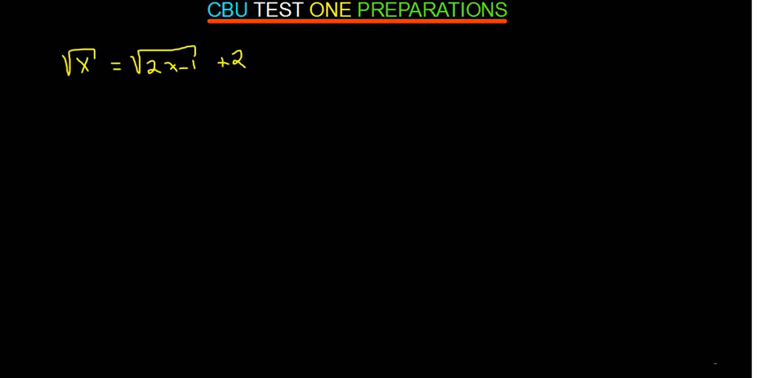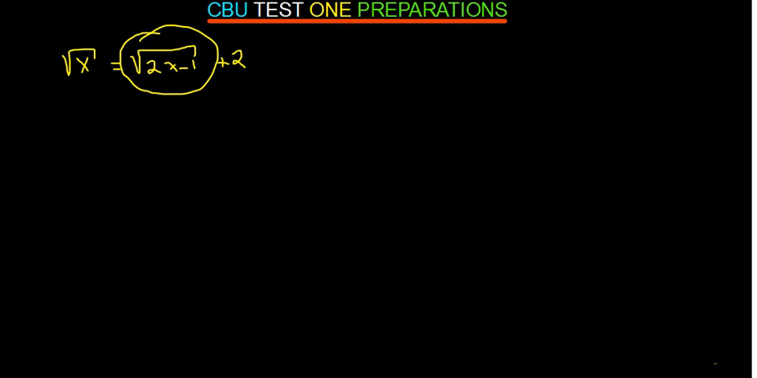So square root of x is equal to square root of 2x minus 1 plus 2. I think when we are learning this topic, we use this question as an example. When you are solving radical equations, make sure that one root is on one side and the other root is on the other side. At least one root should be with a number instead of two roots together. Now this root looks a bit complex, so I want it to be alone.